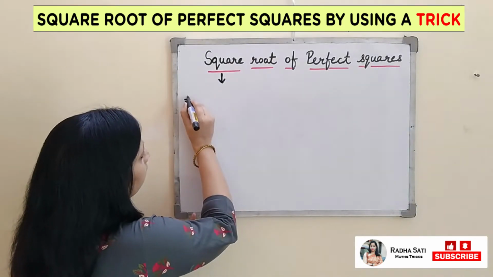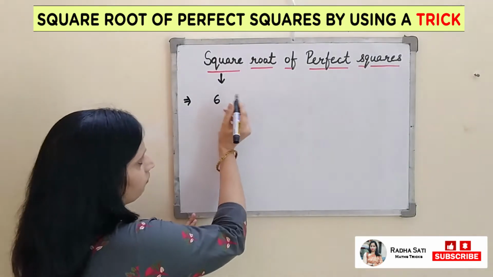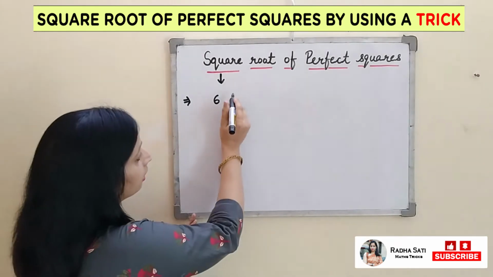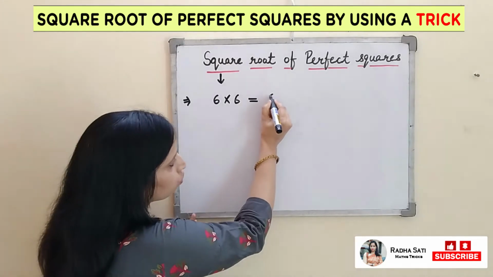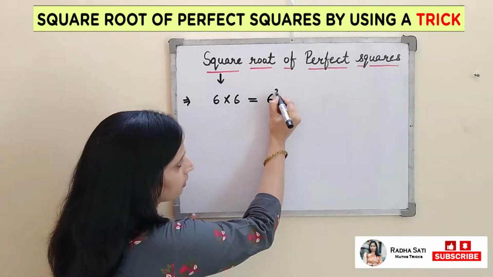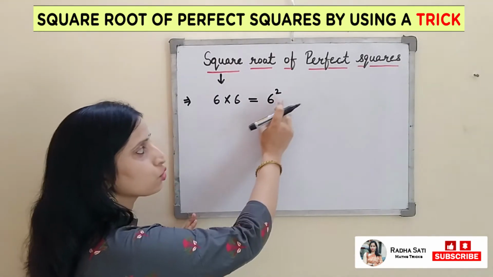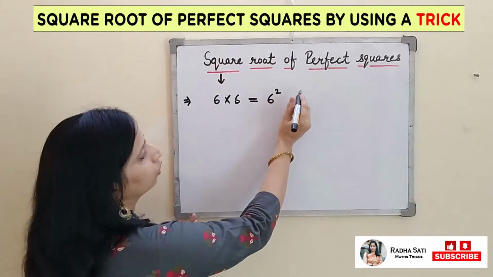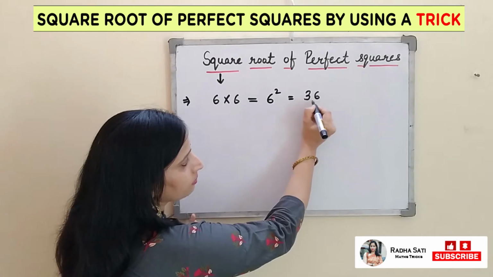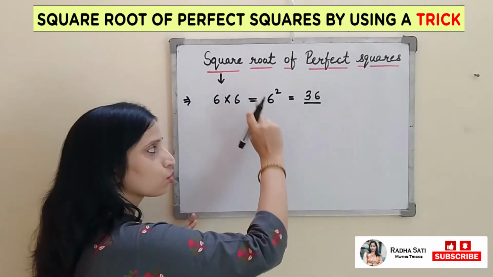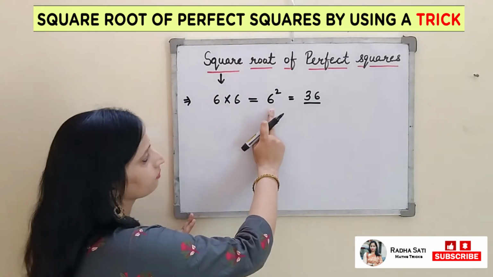Let's take one example, like 6. When we multiply 6 by itself, we get the square of the number. We write it like this and read it as 6 raised to the power 2. What will we get? 6 sixes are 36. This means 36 is the square of 6.